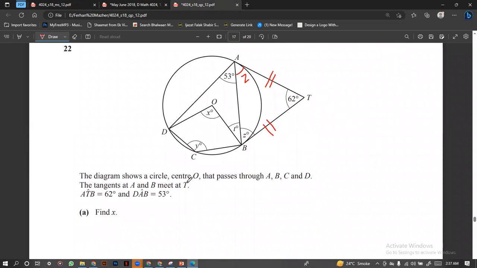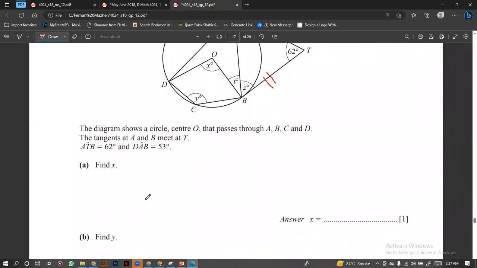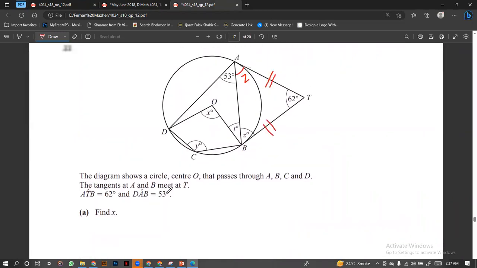And they say angle ATB is 62 degrees and angle DAB is 53 degrees. So part A is find x. They want me to find out the value of x.